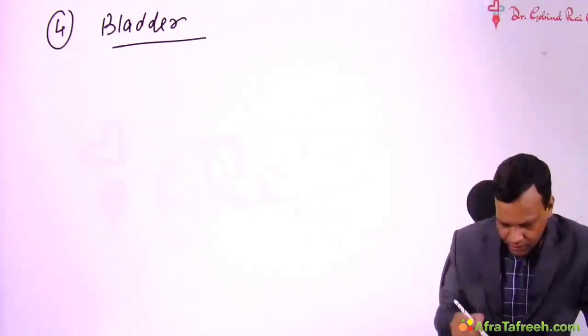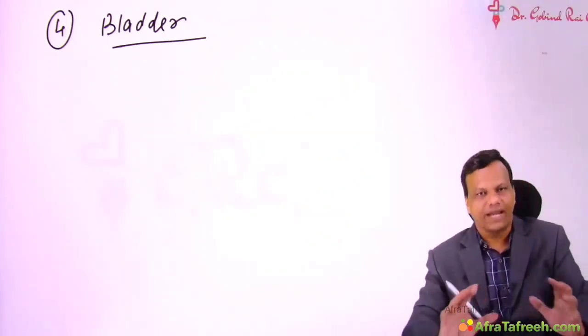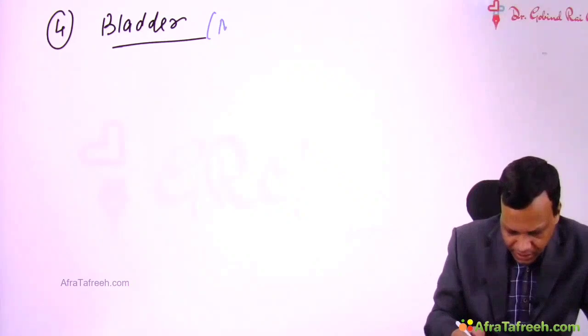Clear? Then moving to the effect on the urinary bladder. Again, the receptor is M3.